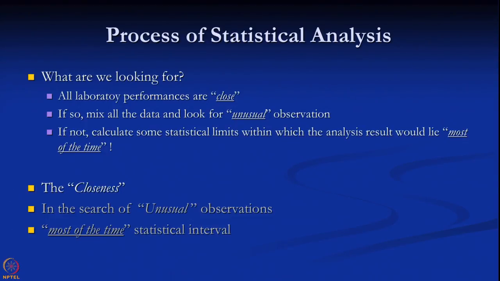If that is the case, we would like to mix all the data and see if there are any unusual extremities, unusual observations there. If there are no unusual observations, then we find the statistical limit within which the analysis would lie most of the time. So we will find an interval estimate of that.